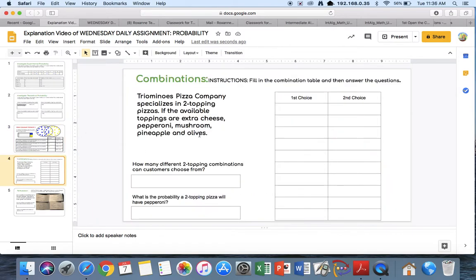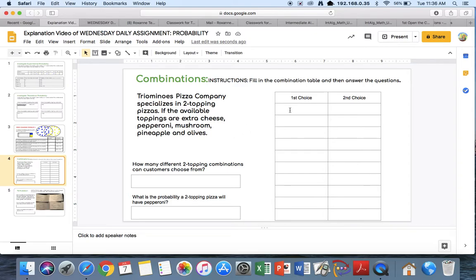The next type of probability is called a combination. So what is the combination, or what's the possibilities of something, and order doesn't matter. So think about a pizza. If you're going to order a 2-topping pizza, here's the available toppings: extra cheese, pepperoni, mushrooms, pineapple, and olives. So it doesn't really matter the order of the topping. We just want to know what the combinations we could possibly get.